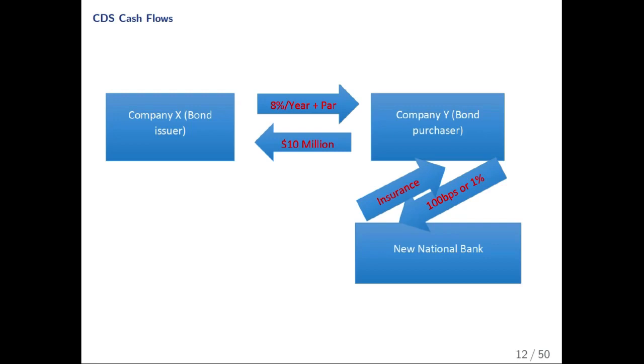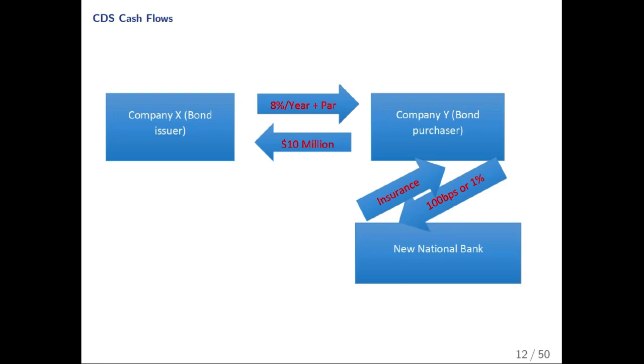Okay. What about the bank? What's the risk for the bank? The risk for the bank is the bond defaults and they have to pay me. What's the most the bank can lose? The most the bank can lose is the full face value of the bond.